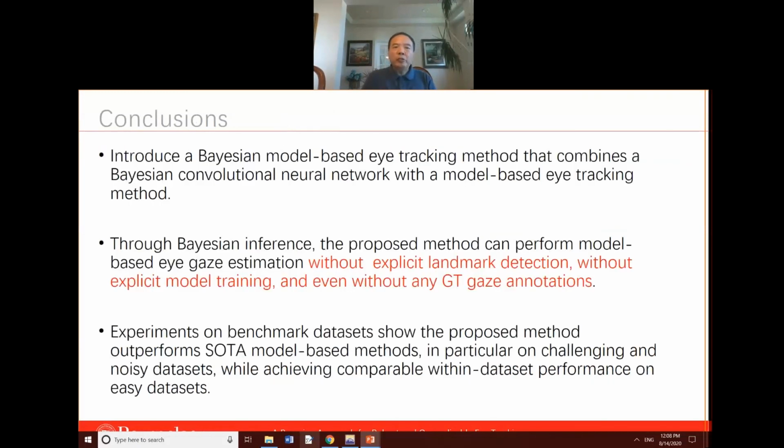So in summary, we introduce a Bayesian model-based eye tracking method that combines a Bayesian convolutional neural network with a model-based eye tracking method. Through Bayesian inference, the proposed method can perform model-based eye gaze estimation without explicit landmark detection, without explicit model training, and even without any ground truth gaze annotations. And the experiments on benchmark datasets showed the proposed method outperformed state-of-the-art model-based methods, in particular on challenging and noisy datasets, while achieving comparable within dataset performance on easy datasets.